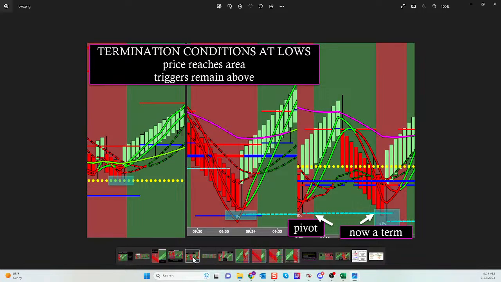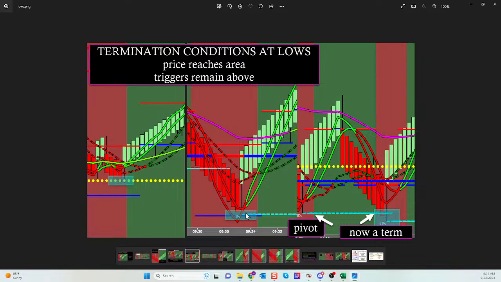From a low, it's the exact same recipe. Price reaches the area. Guys, this has to happen first. If price has not reached the area, that area is a target. It's not a termination condition. When price reaches these 1-to-1s and all the trigger lines remain below, or above, this is a termination condition.